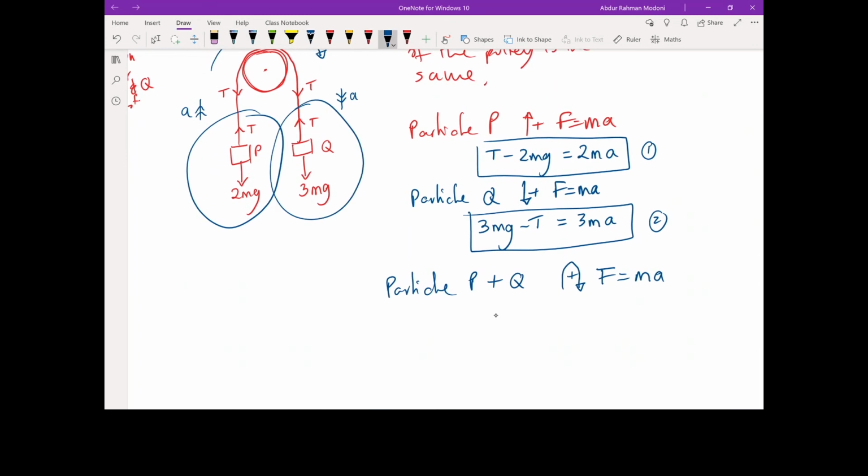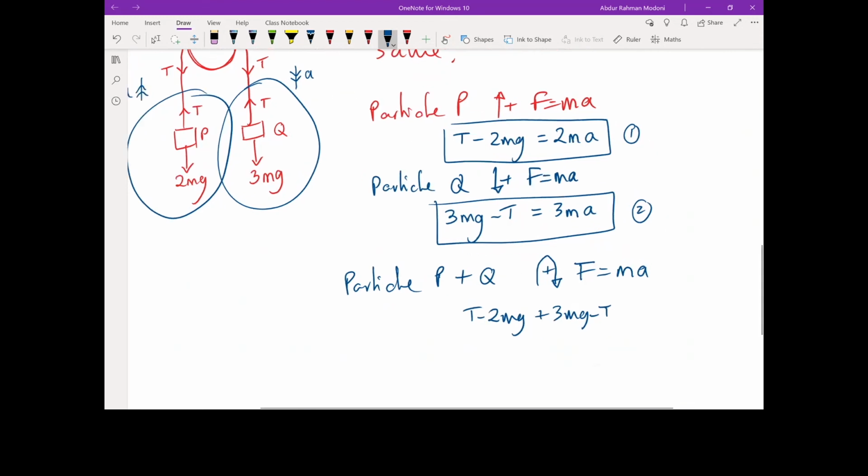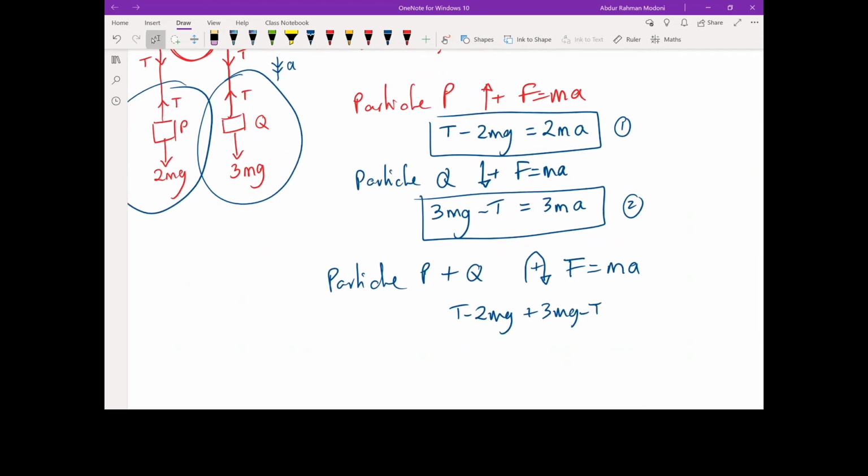Tell me what's been applied to particle P first. What's been applied to particle Q? Plus 3mg and minus T. Did you understand that? We need to look at direction of positive being up for one of them, down for the other. Is equal to, what's the total mass? What's the total mass? 5m times the acceleration.